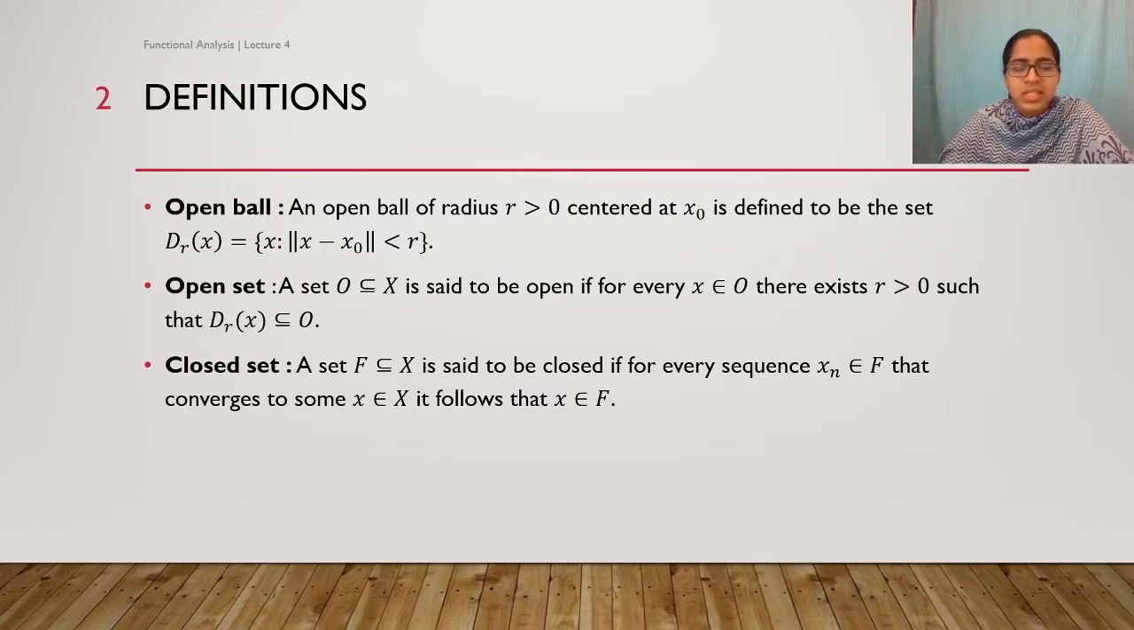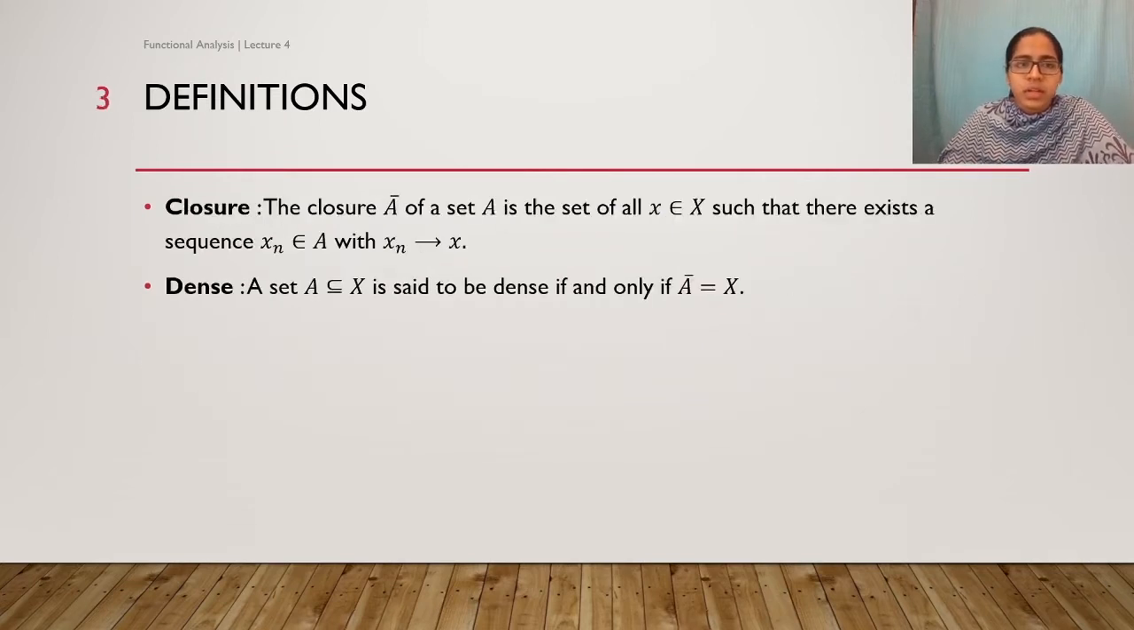Next is the definition of closed set. What is a closed set? A set F subset of X is said to be closed if for every sequence x_n belonging to F that converges to some x belonging to capital X, it follows that x is an element of F. So here capital X is the normed space. So when can we say that a set is closed? A set is said to be closed if for every sequence contained in the set, the limit point is also contained in that particular set. So that's it for the closed set.